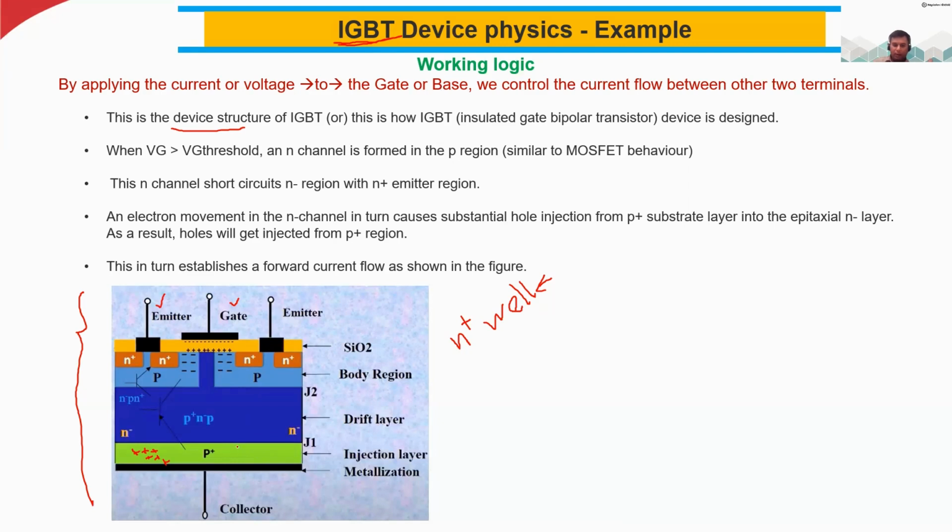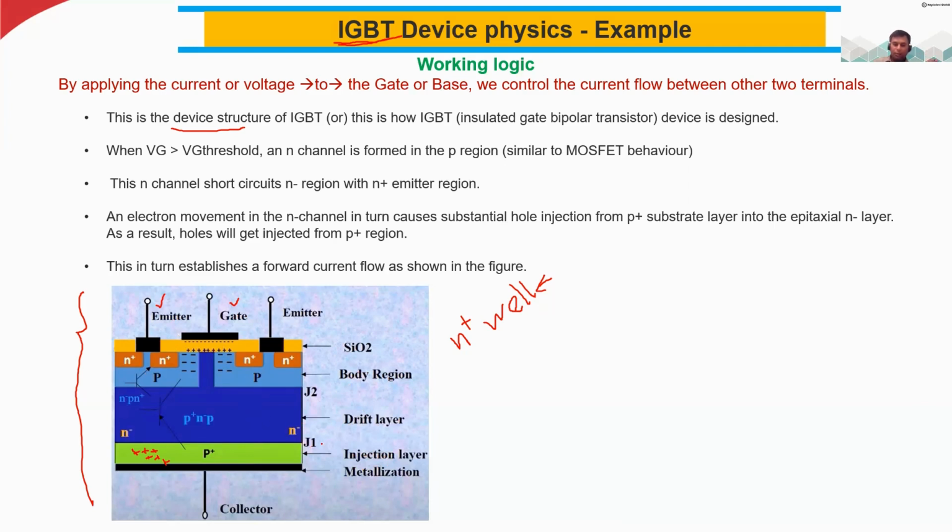And this green one, the P plus region, is called the injection layer. So we have the injection layer, drift layer, and body region. The name is not important here. The most important thing is the three terminals, and this is the structure of the device.